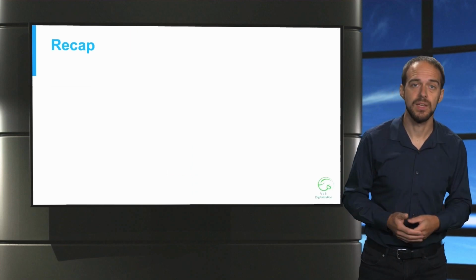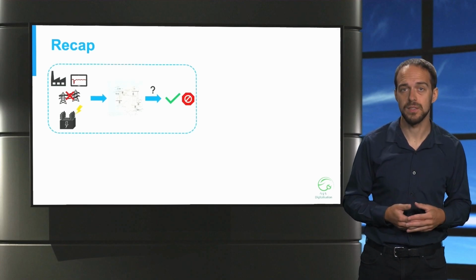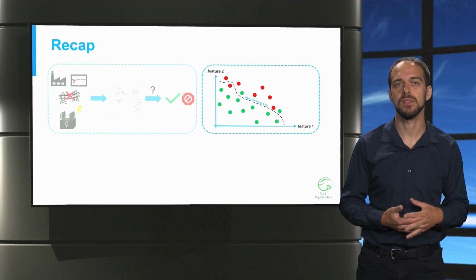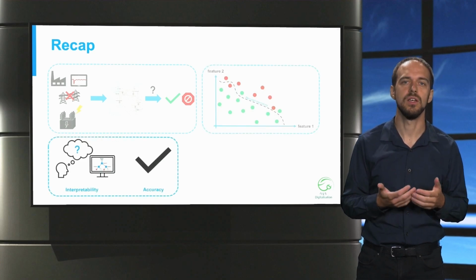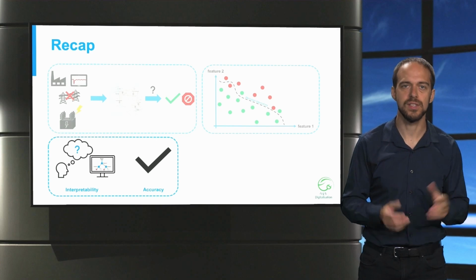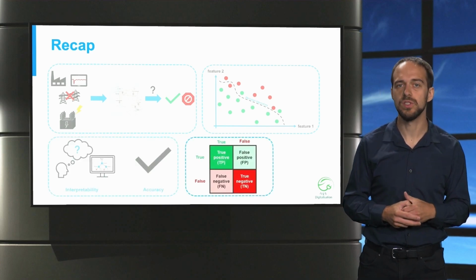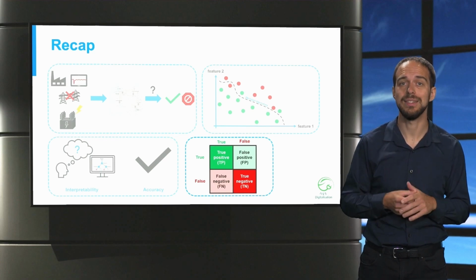To summarize, this video discussed the importance of the security assessment and also showed how we train decision boundaries. We also covered the importance of training the models with different objectives, such as interpretability and accuracy. Finally, we introduced the accuracy and confusion matrix as metrics to evaluate classifiers.